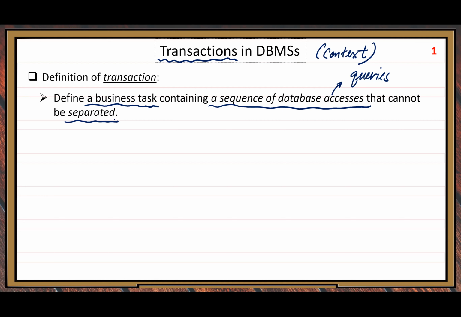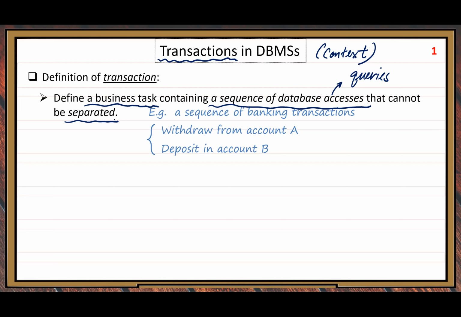But let me explain the importance. Why do we need to define this concept in DBMS? Because it is so important. Let me use a simple example from our real world experience. We may need to do a sequence of banking transactions. Here, banking transactions are our regular transactions, not the DBMS transactions. Think about this situation: we withdraw a certain amount of money from account A. After we withdraw that amount, we make a deposit of the same amount to another account, account B.